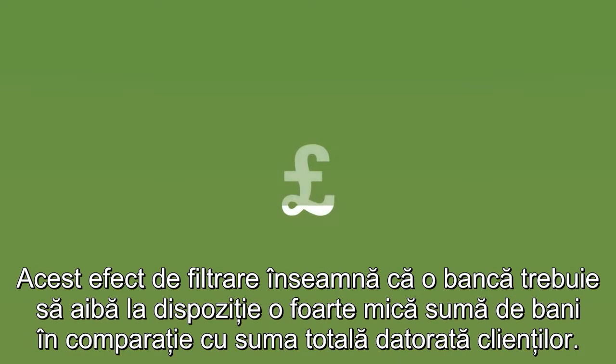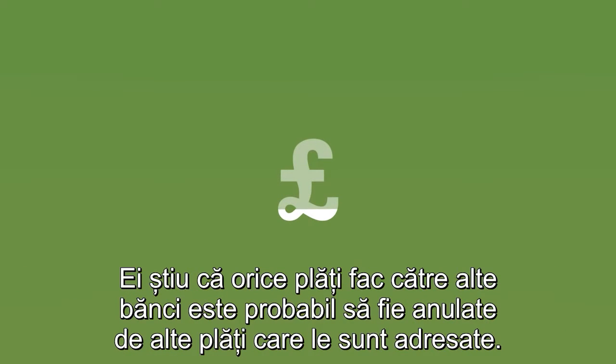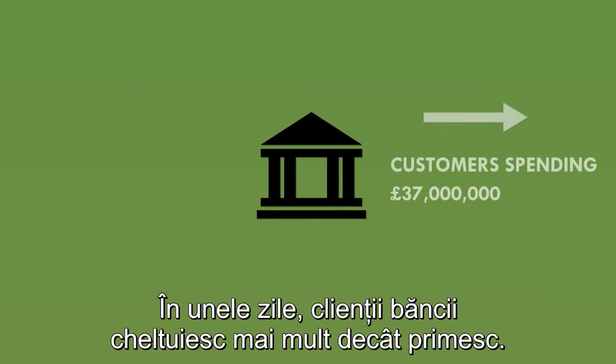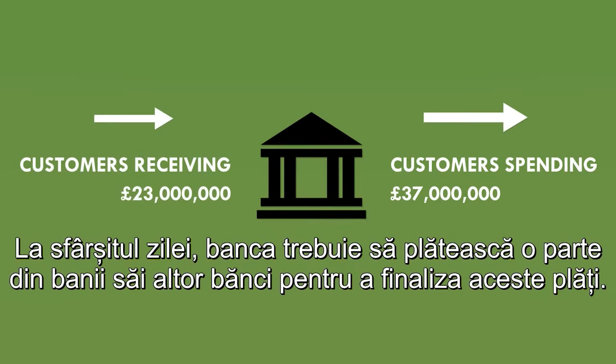This netting out effect means that a bank only needs to have a very small amount of available money compared to the total amount that they owe to customers at any particular time. They know that any payments they make to other banks are likely to be cancelled out by payments coming back to it. On some days, the bank customers will spend more than they receive, and at the end of the day, the bank must pay some of its money across to other banks to settle these payments.